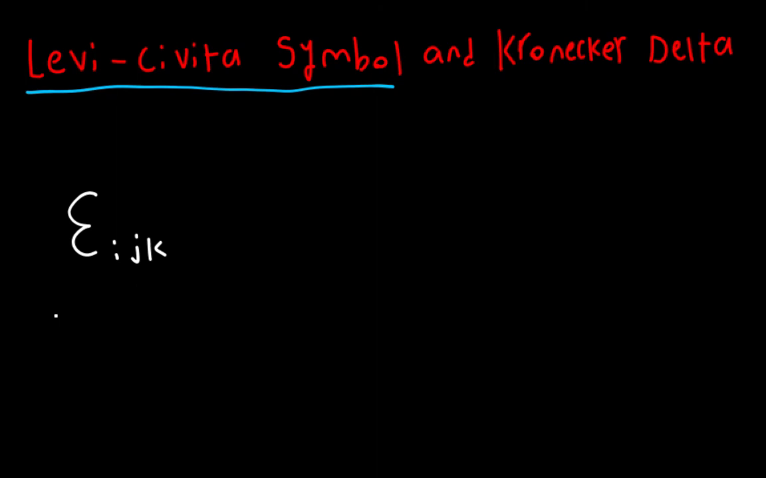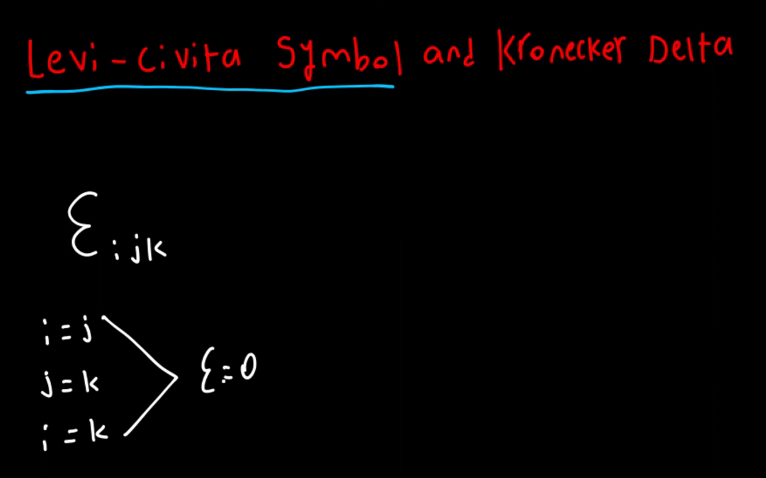If i equals j, or if j equals k, or if i equals k, if any of those terms are true, your epsilon value is equal to 0, right? And in this case, that means that the only values that are going to have numbers are going to be situations where none of these values are the same.